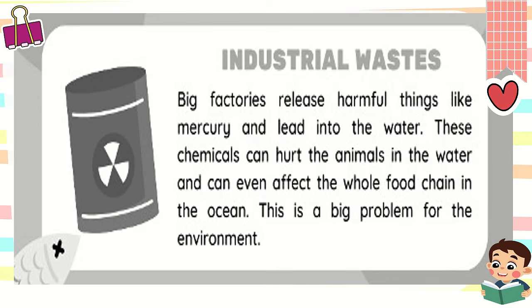Industrial waste. Big factories release harmful things like mercury and lead into the water. These chemicals can hurt the animals in the water and can even affect the whole food chain in the ocean. This is a big problem for the environment.